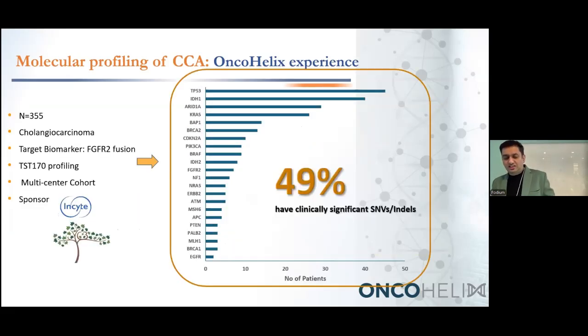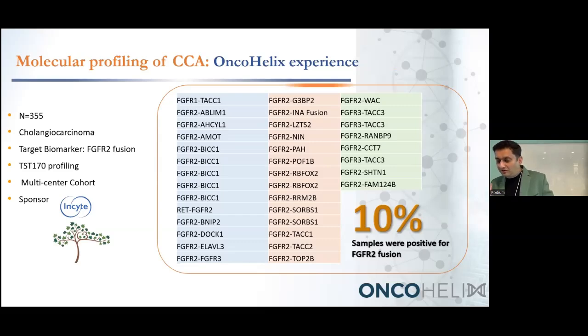This is the overall list of genes. As I said, around 49% of them have clinically significant SNVs and indels, predominantly IDH1, as you could see here in this list of genes. And when we talk about fusions, around 10.4% of our samples are positive for FGFR2 fusion with all different types of partners that you could see in this list, which again emphasizes the importance of having the right method to do this type of work. Otherwise, it ultimately is a garbage in, garbage out type of mechanism. I'm going to show some of the data that we have generated in our lab to support what Harriet and I have been showing in this session so far.